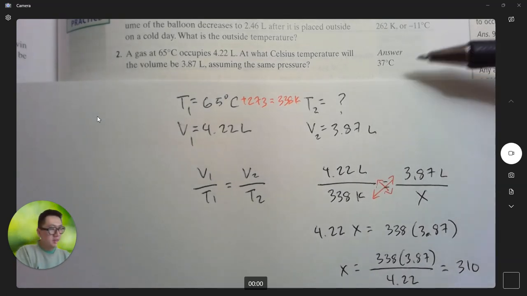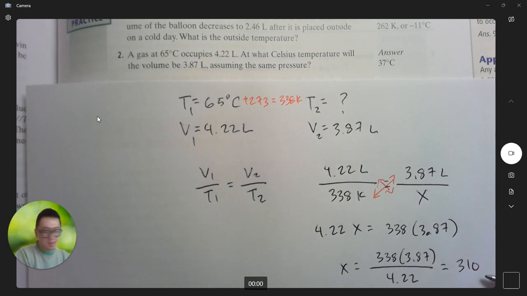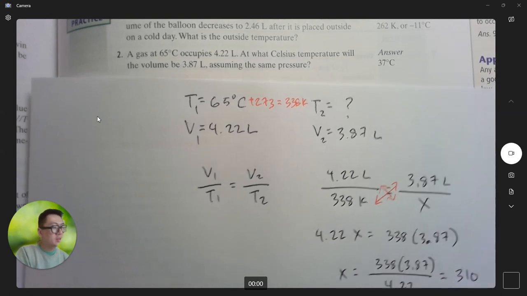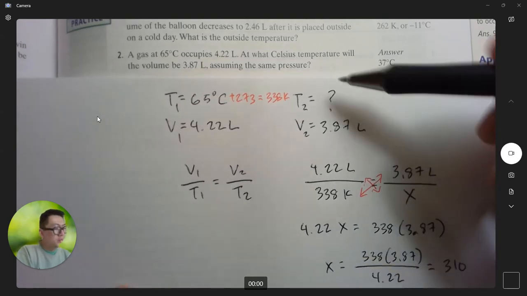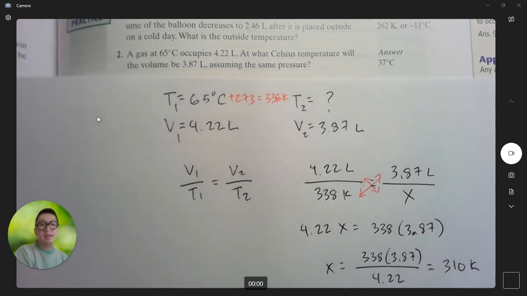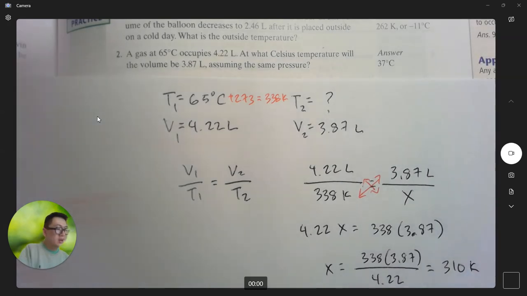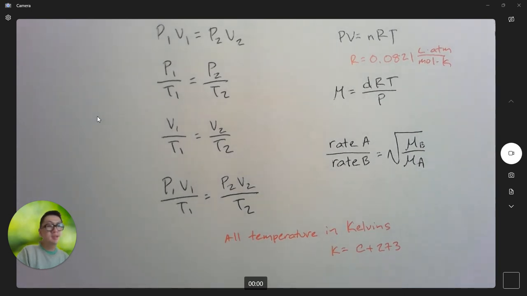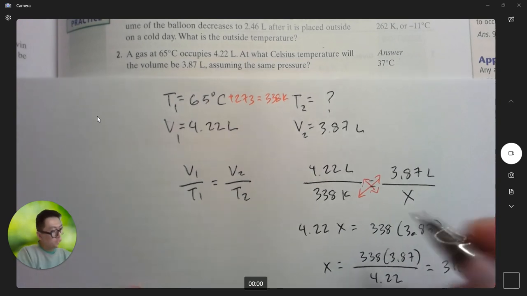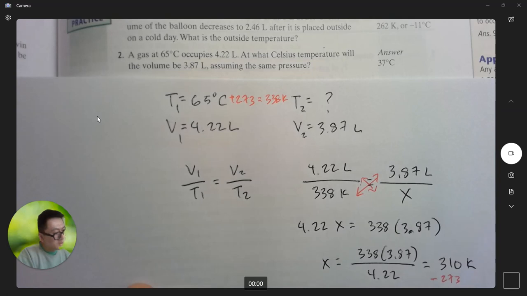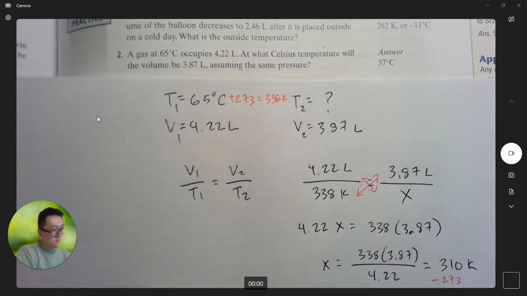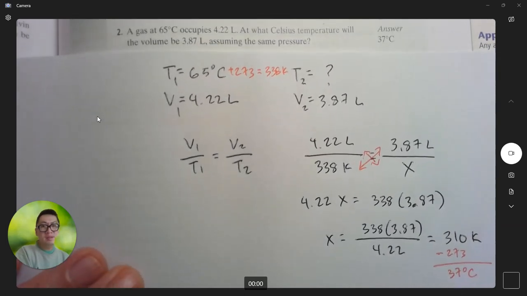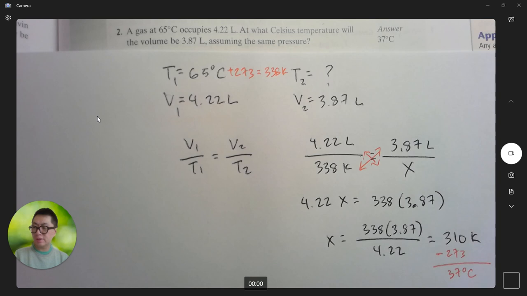You're like, 310? The answer says it's 37. How in the world did you get 310 when even the book says the answer is 37? I'm not done. I solved for the temperature, but remember, temperature in every equation will be in kelvins. If the question asks for the Celsius temperature, then since Kelvin is Celsius plus 273, I should subtract 273. If I did that, I'd get 37 degrees Celsius. In other words, 37 degrees Celsius is 310 kelvins. They are the same thing.